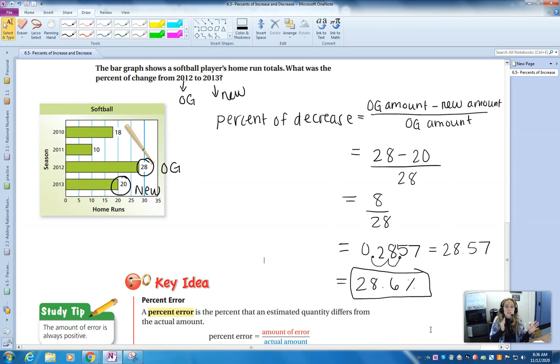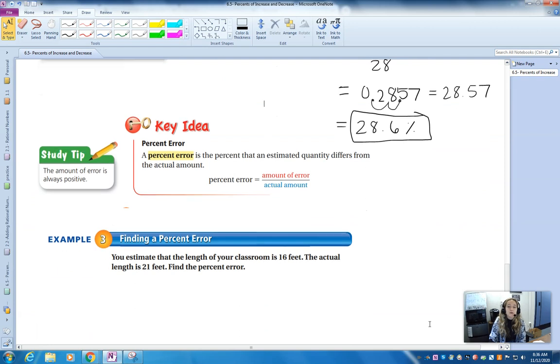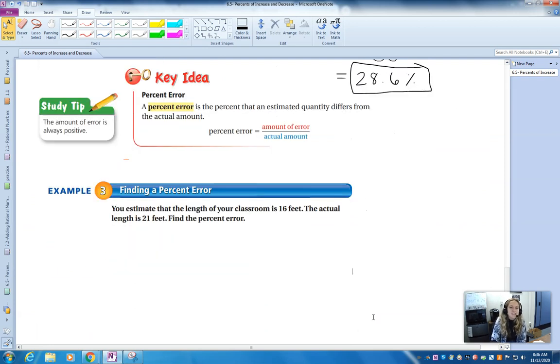Similar to percent of increase, the formula is a little bit different. Okay, let's move down. We're going to talk about percent error. So I want you to write down this key idea. Percent error is the percent that an estimated quantity differs from the actual amount. Okay? And note over here, write this down in your notebook. It says the amount of error is always positive. Okay? You're not going to have a negative amount of error. It's going to be positive. So this is the formula. Percent error equals amount of error over actual amount.